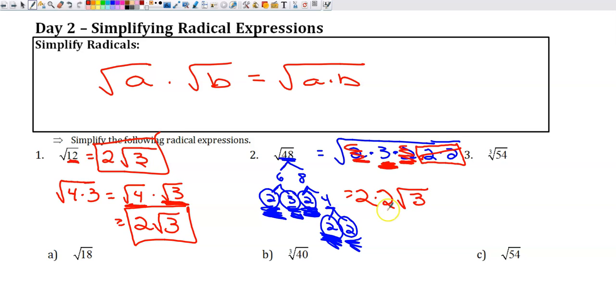I'm still not done because that is a 2 and that is a 2. I can multiply them to get 4 root 3. Now, why don't I multiply the 4 and the 3? Because one's in jail and one's out of jail. No good. Can't do that. And now 4 root 3 is my simplified version of the square root of 48.